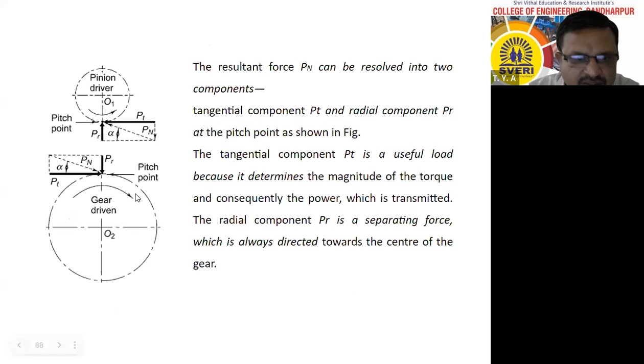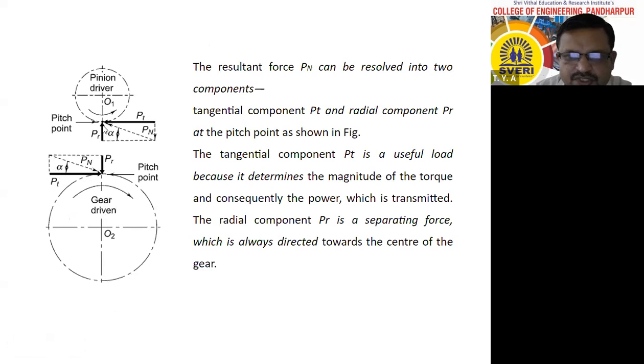You can see here, this is the Pn. Now we have resolved this. PR is nothing but the vertical force. It is known as radial force or separating force. It is acting vertically downward on this gear wheel and vertically upward on the pinion. Therefore, the horizontal force is nothing but the tangential force or tangential component of load, PT.